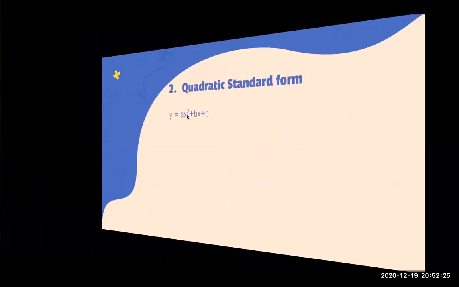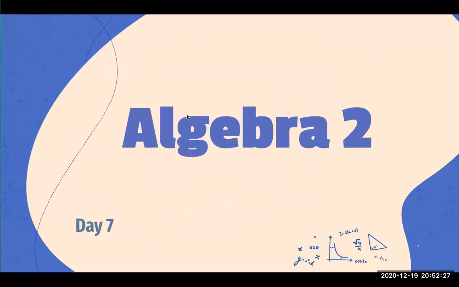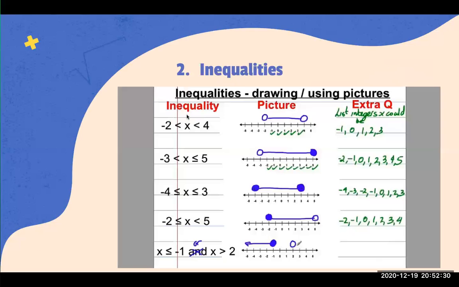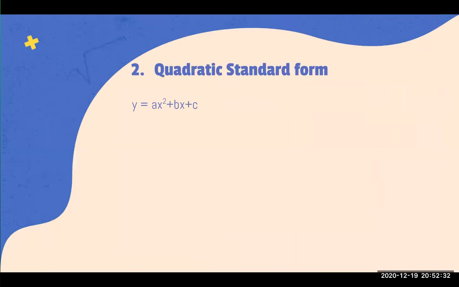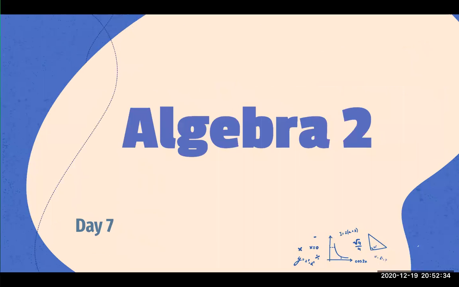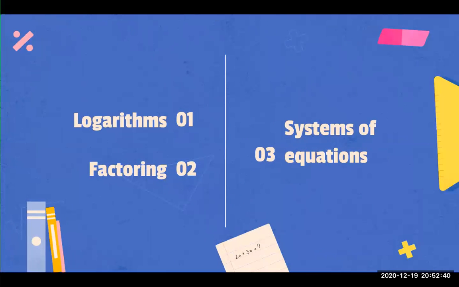Okay, so let's go on. Oh, algebra 2 already? Okay, cool. Algebra 2 was on day 7: logarithms, factoring, and systems of equations. These are all pretty complicated, so we're going to learn them all tomorrow.